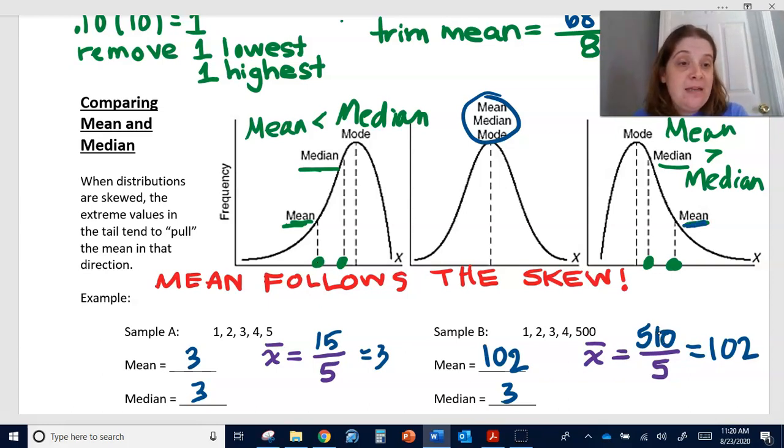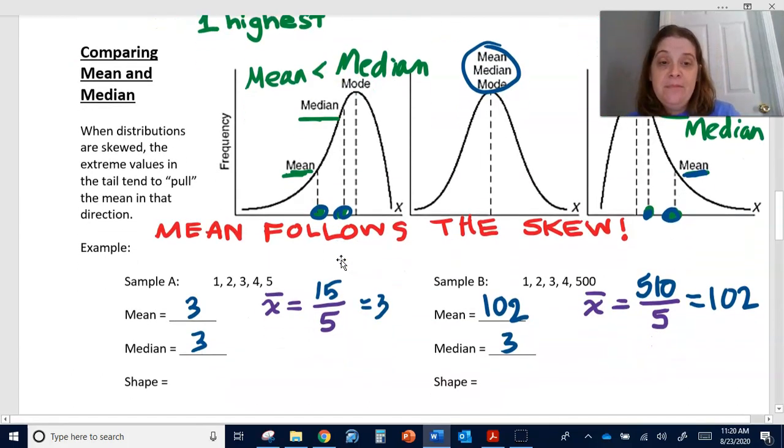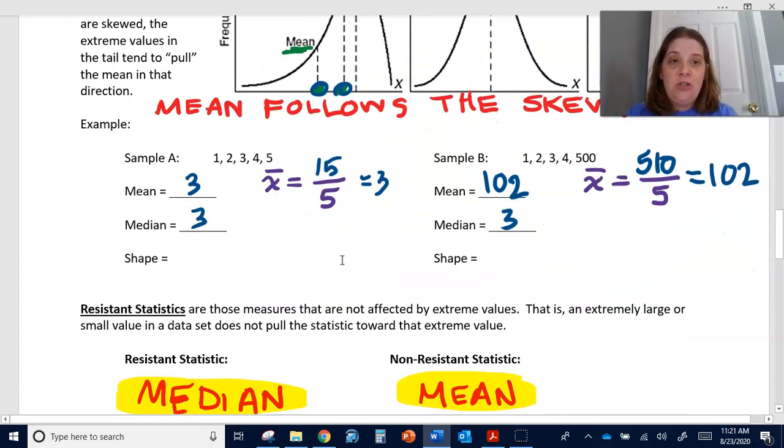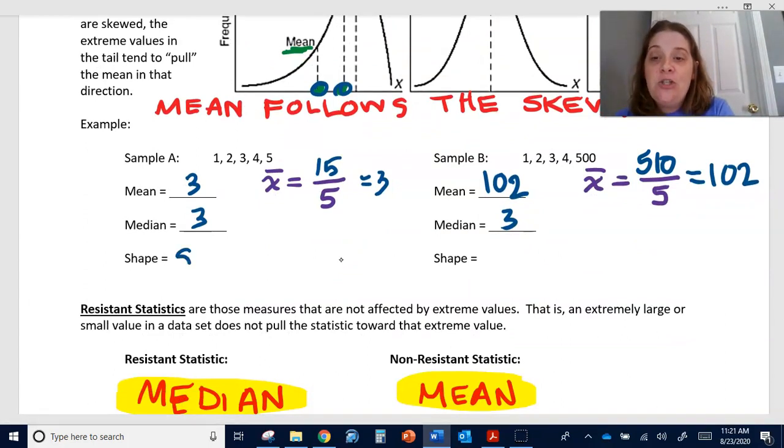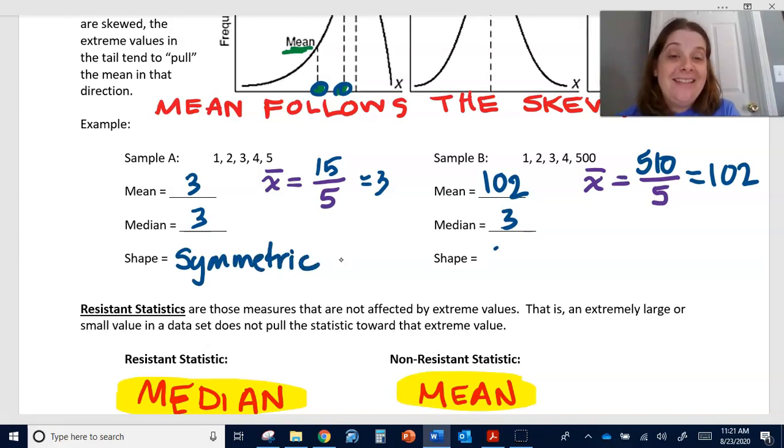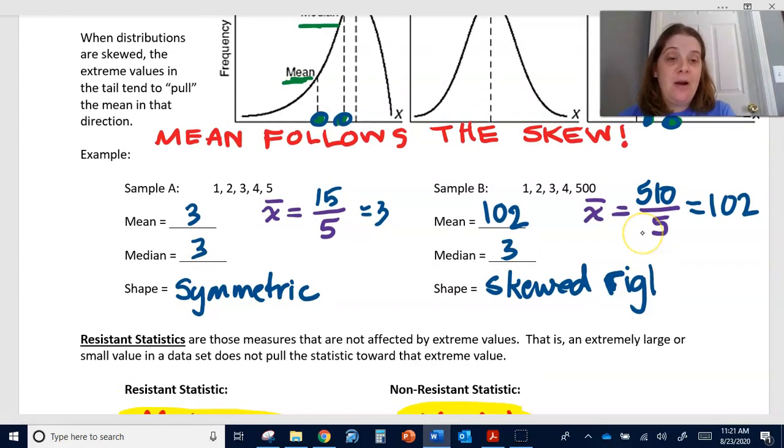If your mean is to the right of the median on a number line, significantly, then a lot of times that is going to represent something that's skewed to the right. If your mean is significantly smaller than your median, so on a number line the mean is to the left of the median, then the mean follows the skew. That means it's probably skewed to the left. So if I had to make a guess solely based on these two values, I would guess that sample A would be approximately symmetric, and I would guess that sample B would be skewed to the right. So you can often make a really great guess about the shape of the distribution even without looking at the graph.